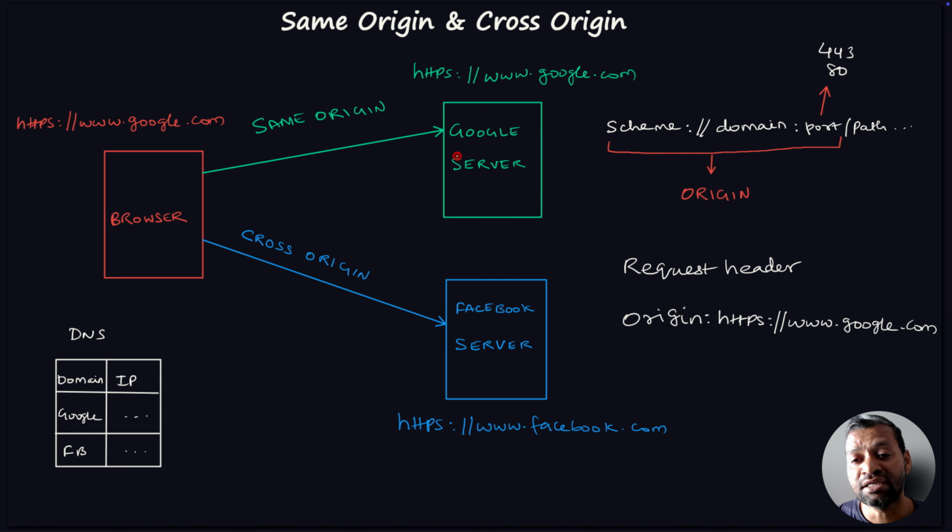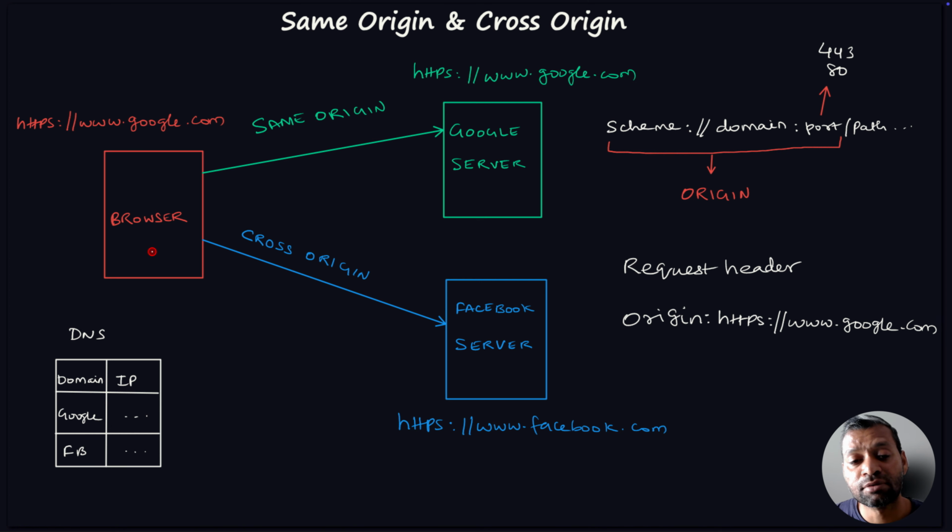Okay. So in this case, if we take Google server, the origin for Google server is https, which is the scheme, and www.google.com, which is the domain name. And it also has the port 443 because it is a standard port. We are not specifying it, but the origin includes the port as well. So the origin for Google server in this case is https www.google.com with port 443. So that is the origin. And we have origin for Facebook server as well. And for the Facebook server, the origin is https www.facebook.com. And again, the port is 443. So this is the origin for Facebook server.